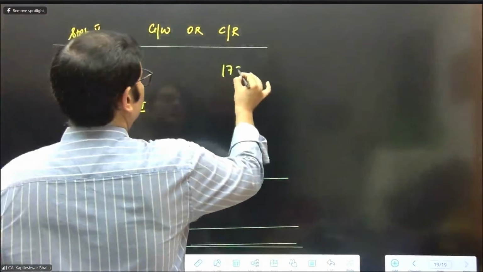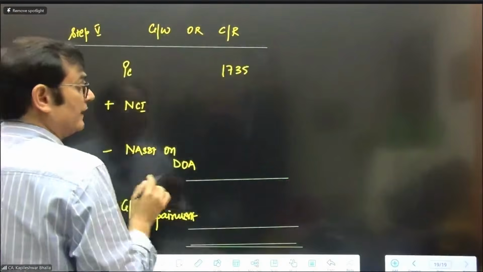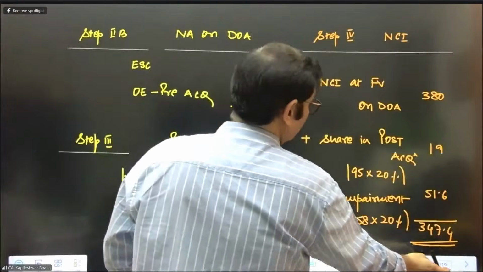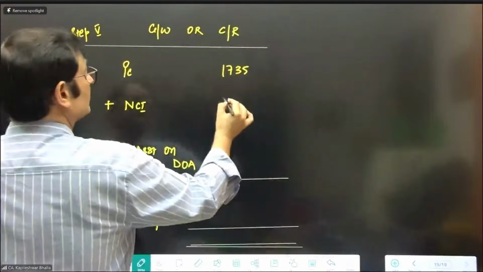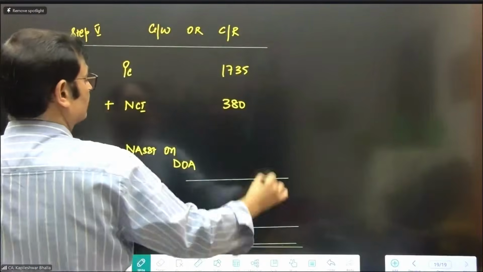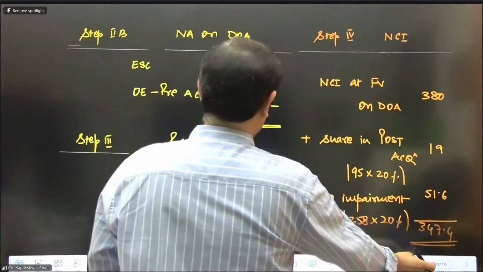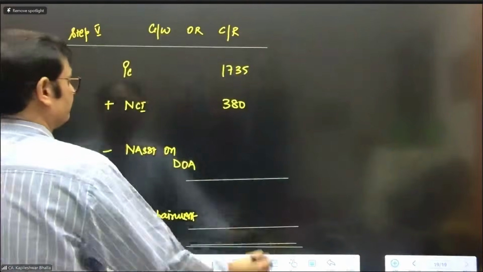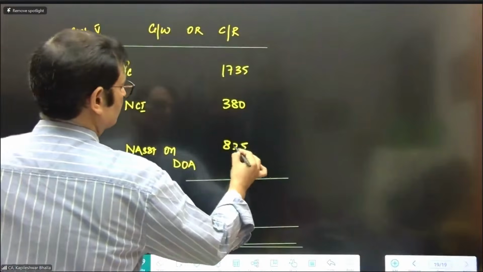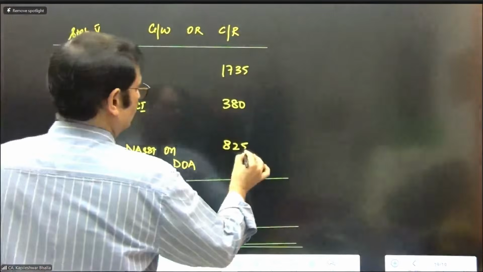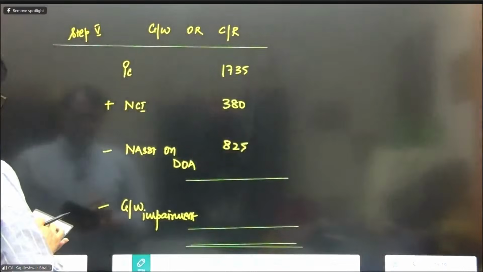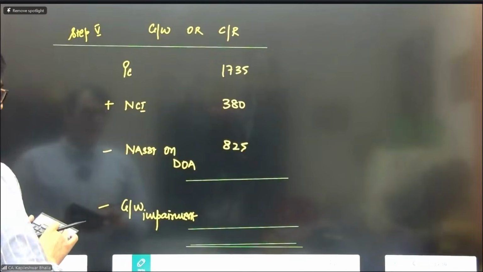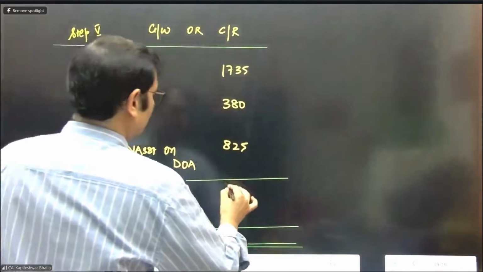So as far as PC is concerned, it is 1735. As far as NCI on acquisition date is concerned, it is 380. And as far as net assets is concerned, it is 825. So we get the goodwill. So 1735 plus 380 minus 825, this is 1290.